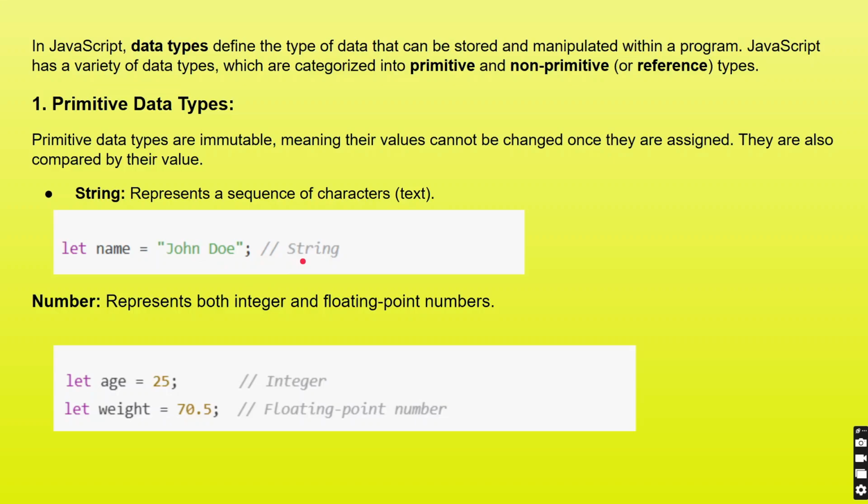It's a string data type. And number represents both integer and floating point numbers. Here we have let age assigned with 25, it's an integer, and let weight assigned with 70.5, it's a floating point number. So by looking at this example, we can understand the number data type.